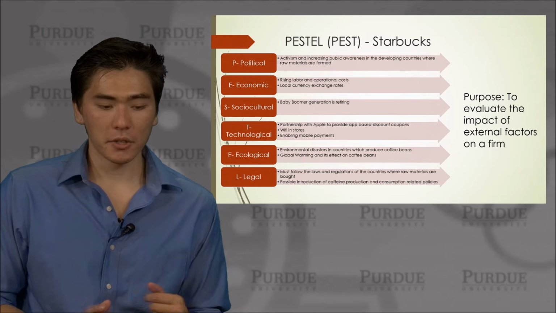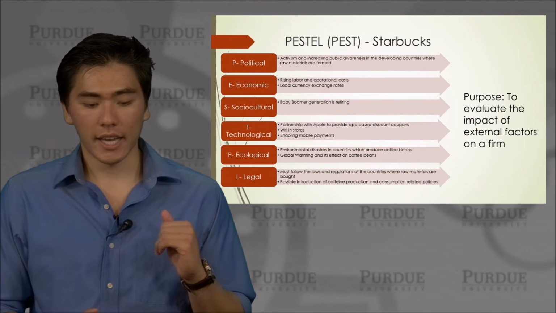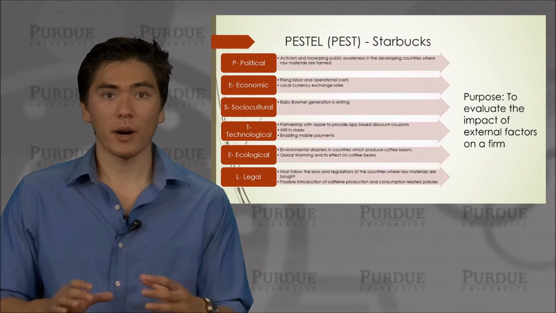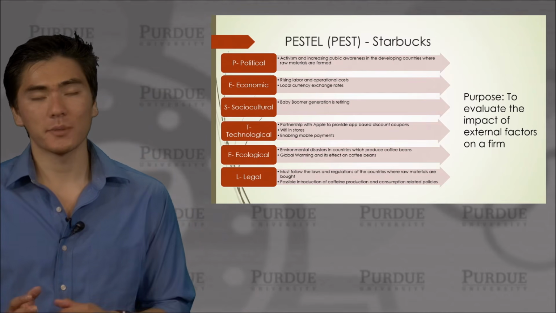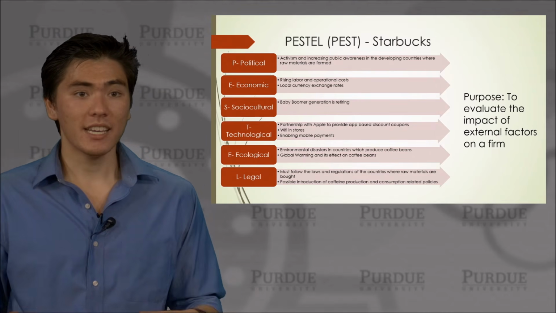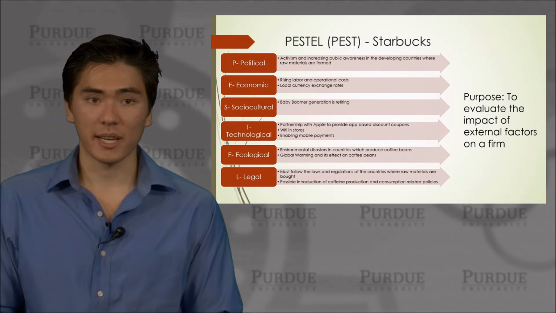Another example would be legal, where possible introduction of caffeine production and consumption-related policies into the government, stuff like that. So any possible legal factors would go under there. Finally, another example, technological. As we all know, Starbucks has Wi-Fi in all of their stores, and this is very important and really influences their business. So it's important to highlight this under the technological aspect of the Pestel model.